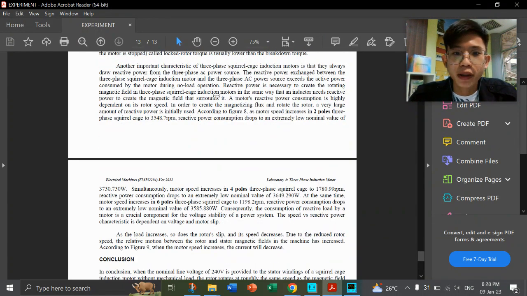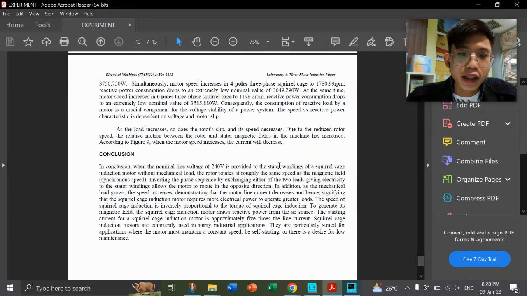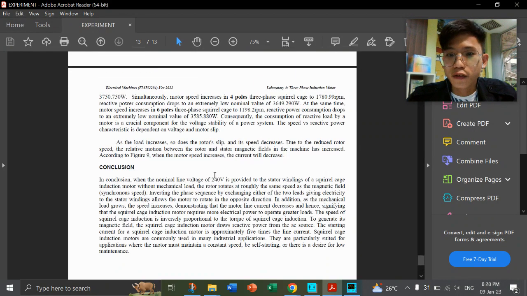Reactive power is important, where it draws the power to move the induction motor. As for line current, as the speed decreases, your rotor slip increases. Due to the reduction in speed, the speed difference between the rotor and the stator magnetic field in the machine has increased. So theoretically, when motor speed increases, the line current will decrease. That's all for my presentation of this open-ended lab.